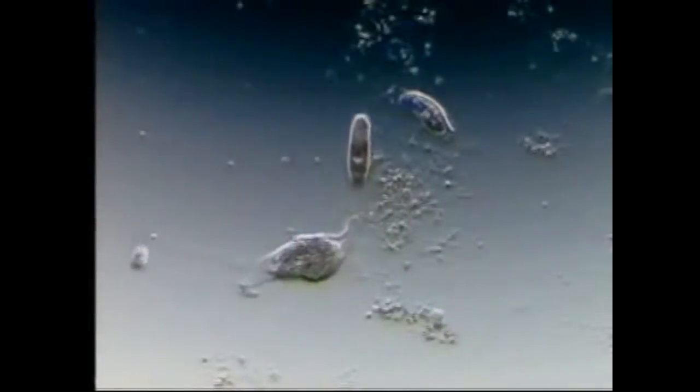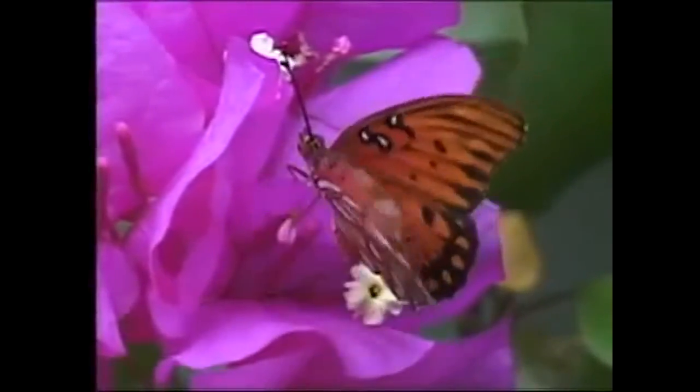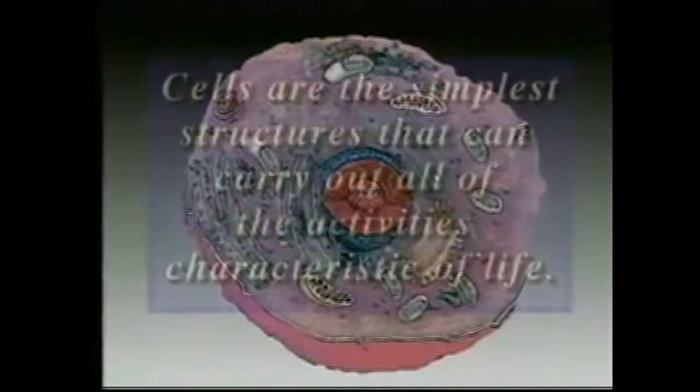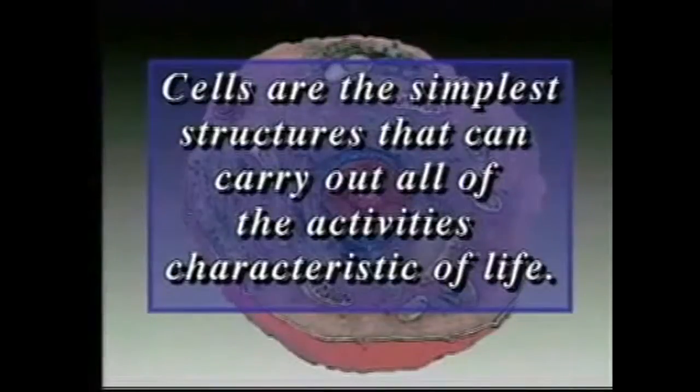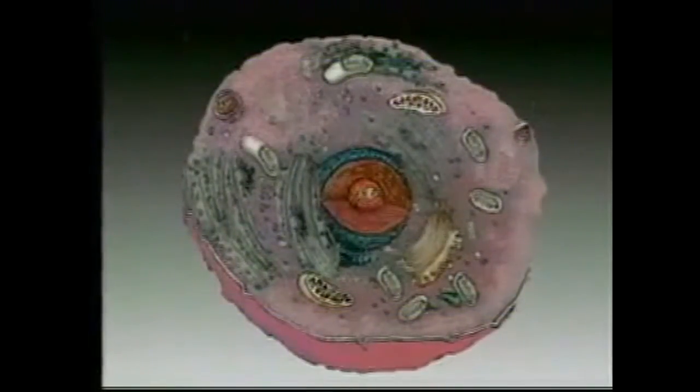All living things, from simple pond-dwelling creatures like these, to complex animals and plants, are made from the same building blocks called cells. Cells are defined as the simplest structures that can carry out all of the activities characteristic of life. That is, can reproduce, grow and develop, respond to their surroundings, and so on.